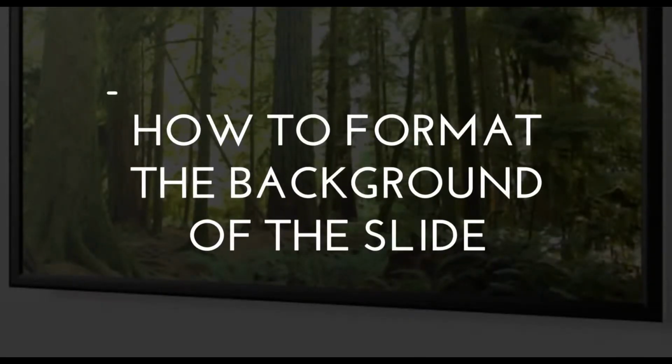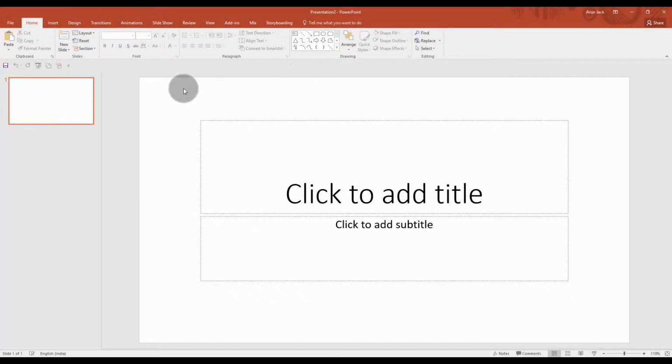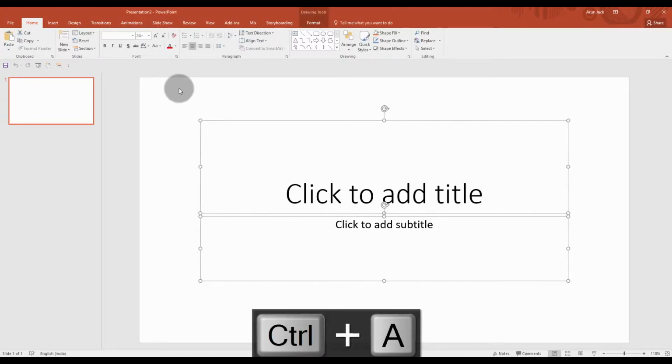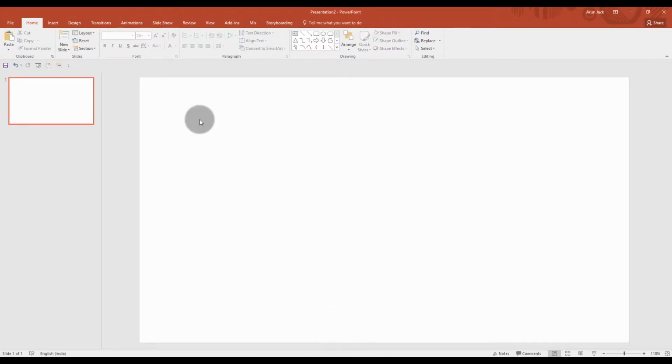In this lecture, we are going to learn how to format the background of the slide. Before formatting, let's clean our workspace, and to do that, select all by pressing Ctrl A and then press the Delete key. Now we have a clean workspace, that is a pure white slide. Now we need to format our background.